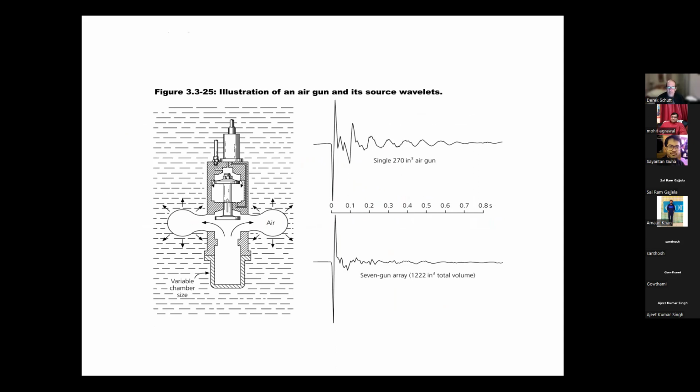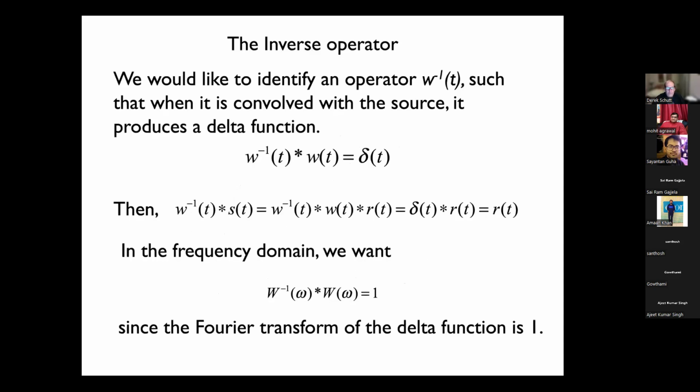Another thing we can do, say if we're doing an oceanic deployment, is create as spiky an input function as possible. So if we compare our single air gun to a 7-gun array, the 7-gun array actually creates a spikier input function, which is ideal.